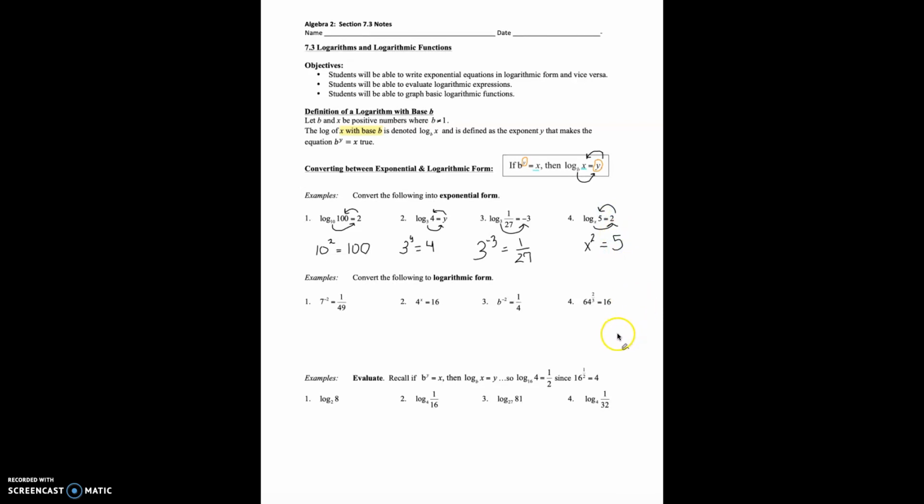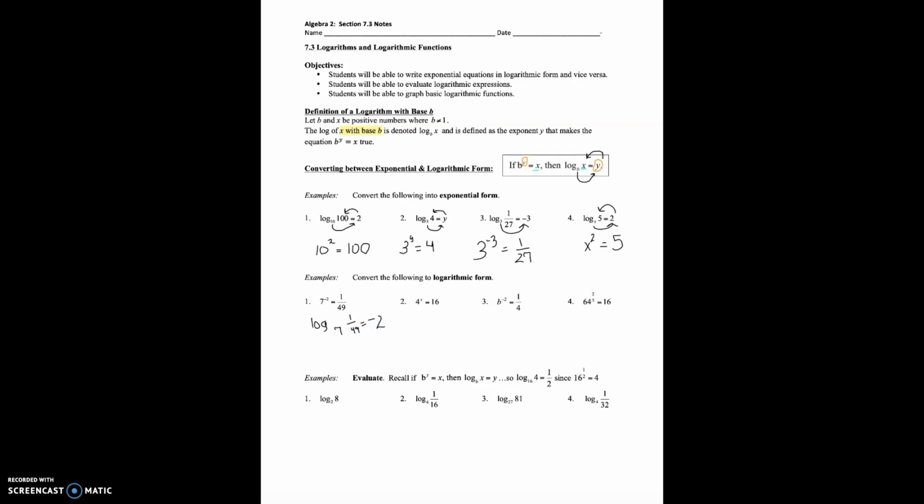Excellent. So now we learned how to write logs in exponential form. We're going to do that in reverse. So we have 7 to the negative second power equals 1 over 49. So again, our base is 7 here. So we're going to say log base 7 of what? Log base 7 of 1 over 49. And what's it equal to? It's equal to negative 2.